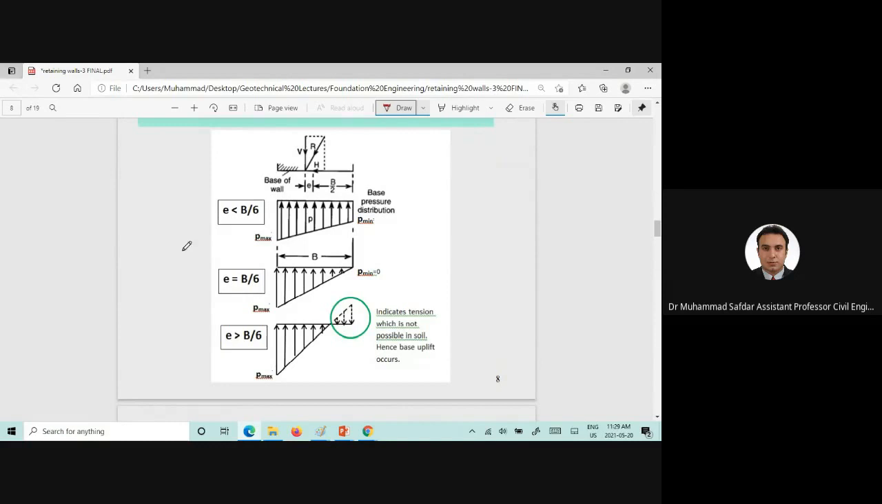The slide shows a resultant acting at an eccentricity towards the left side of the base of the retaining wall. So the maximum base pressure would act on the left side of the retaining wall, and the minimum base pressure would act on the right side. This only occurs if the eccentricity is less than B by 6, where B is the width of the retaining wall.